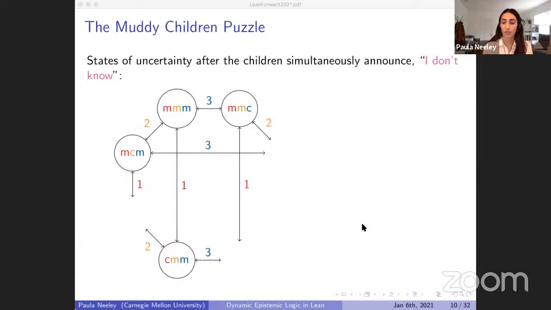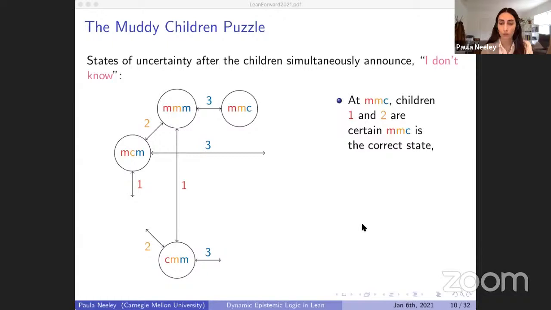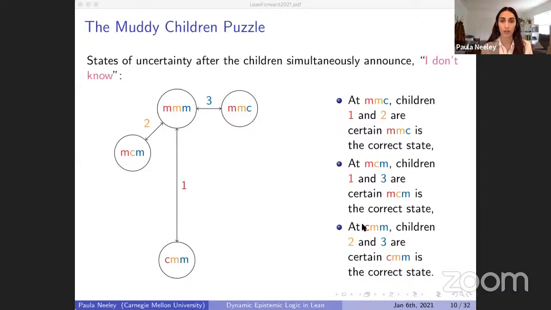So we see at MMC, child one and two become certain. At MCM, child one and three. And at CMM, child two and three. So this is also a good time to point out, like I said, I thought that this theorem was weird because it seemed like nothing was happening. But here we can see exactly what's happening. After these announcements, the children are able to rule out possibilities. And if they can do this enough, then they can actually come to know which world they're in, and they can come to a state of knowledge about that.